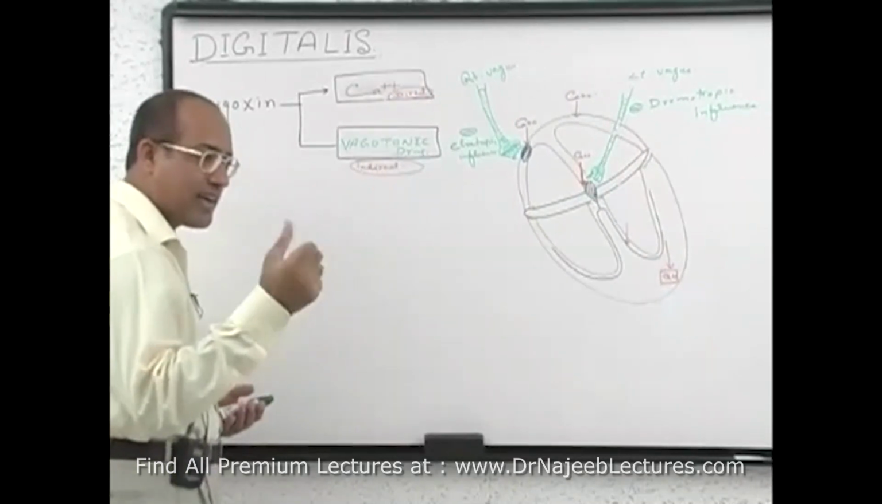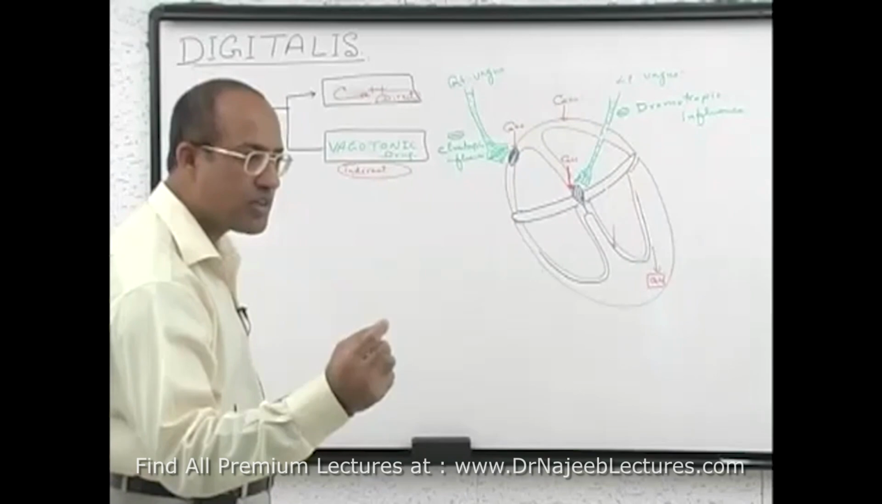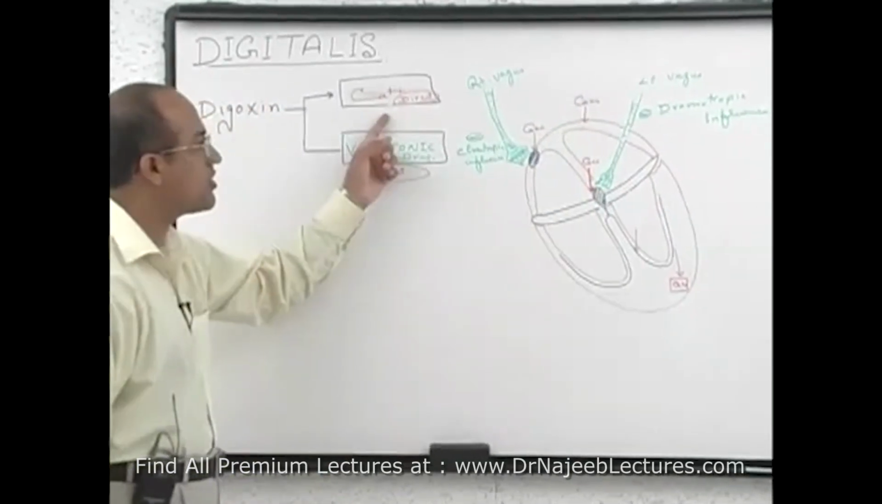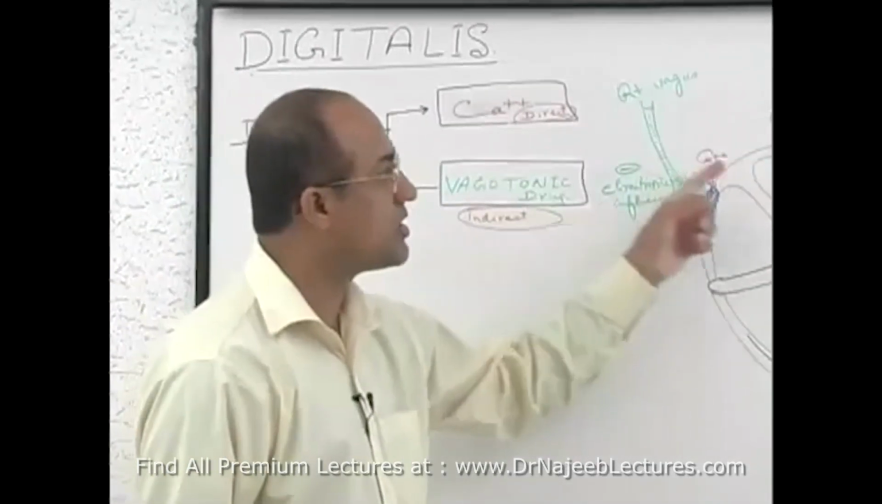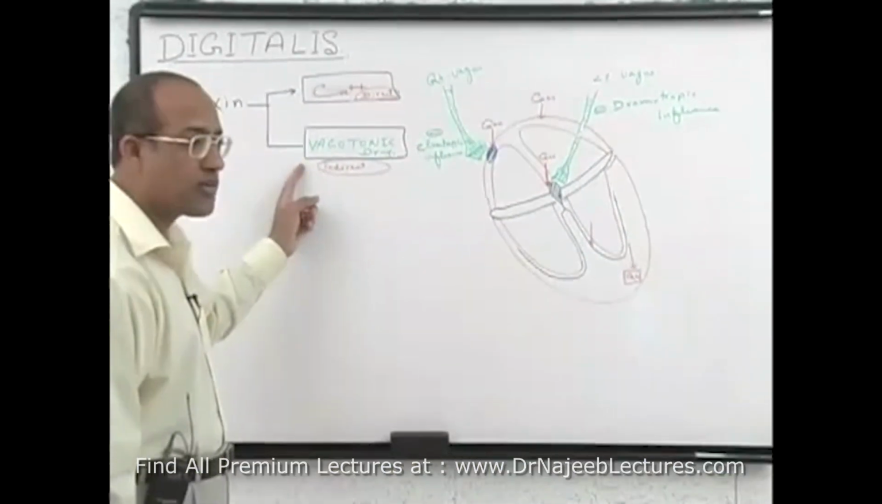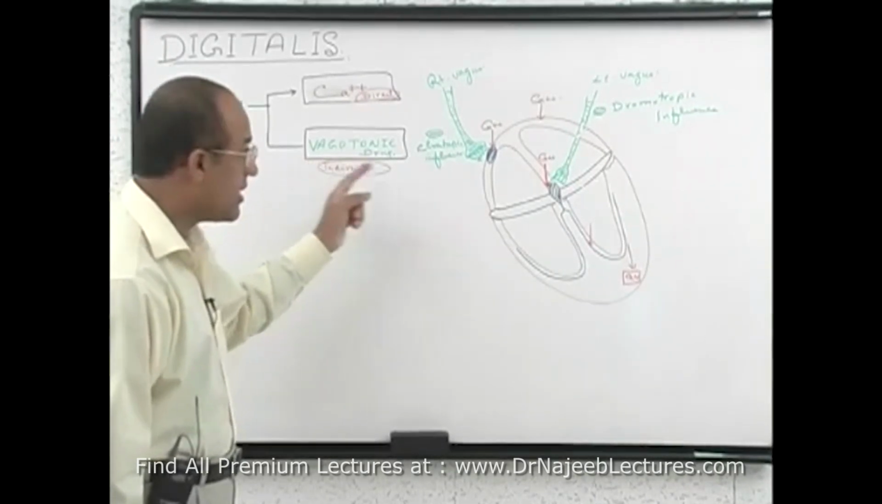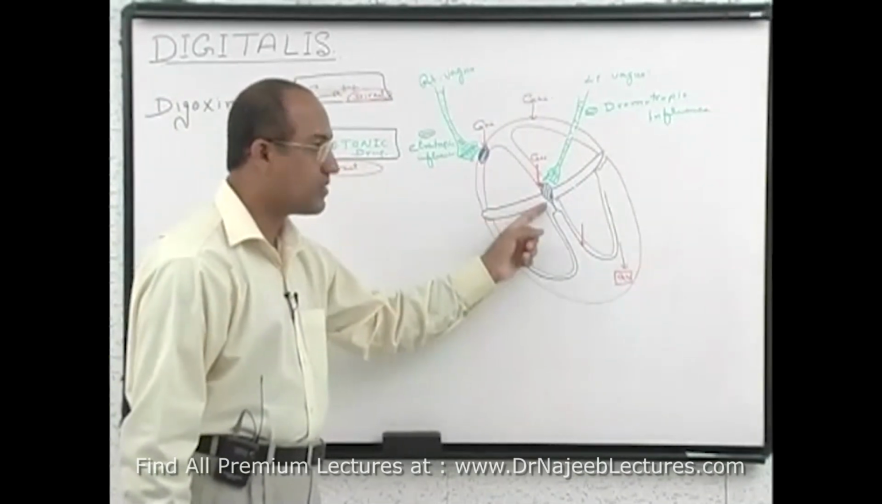So this is the gist of understanding: when you digitalize the patient, due to its direct action, it is stimulating atrial and ventricular myocardium, and due to its indirect vagotonic influence, it is inhibiting the SA node and AV node.